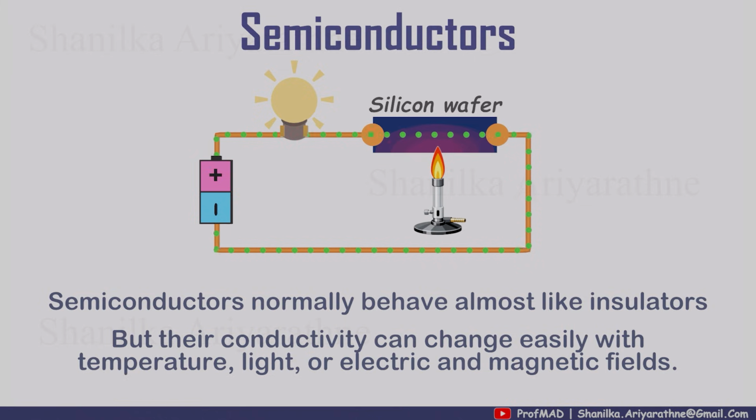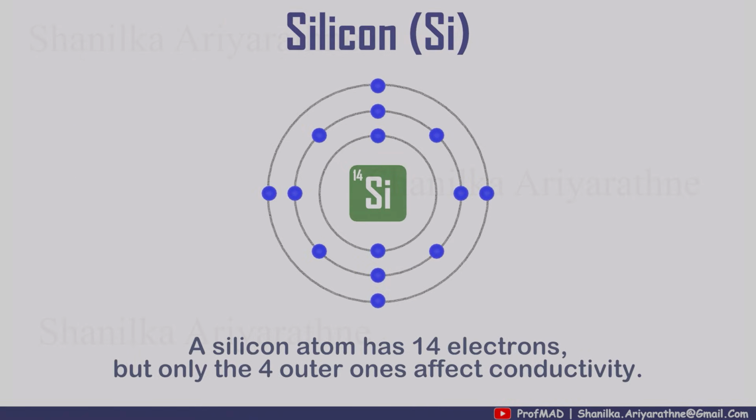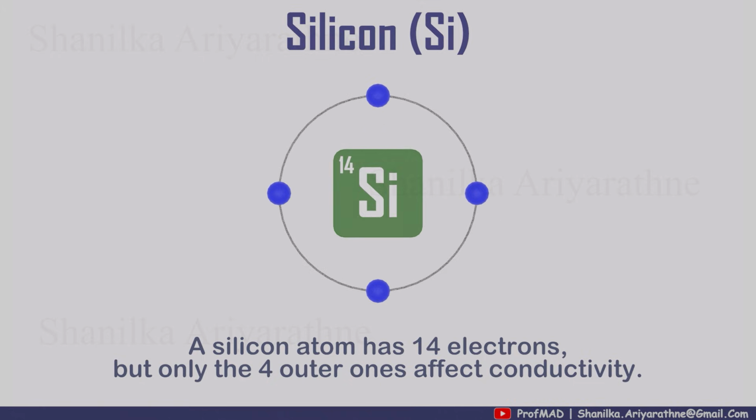Common semiconductor materials include silicon, germanium, and gallium arsenide. Among these, silicon is by far the most widely used material in electronic devices, including diodes. Let's take a closer look at a single silicon atom. It has 14 electrons, but the ones that matter for conductivity are the 4 in its outermost shell. These are called valence electrons.